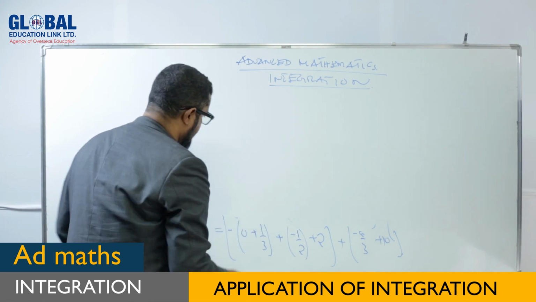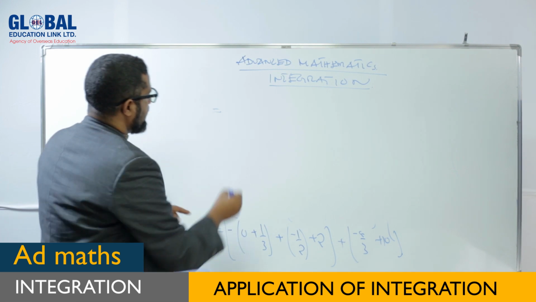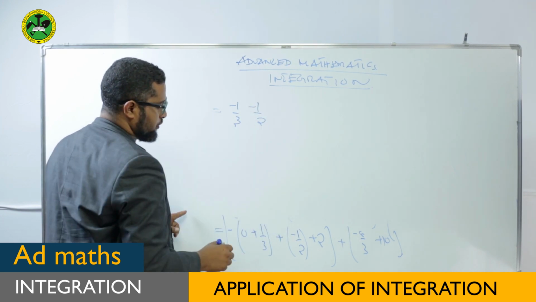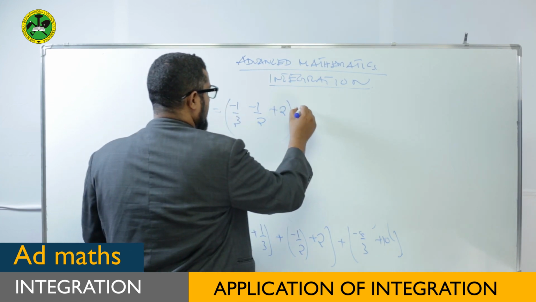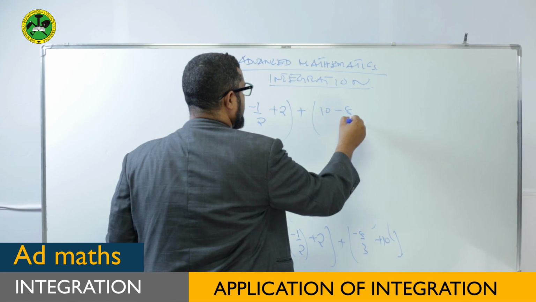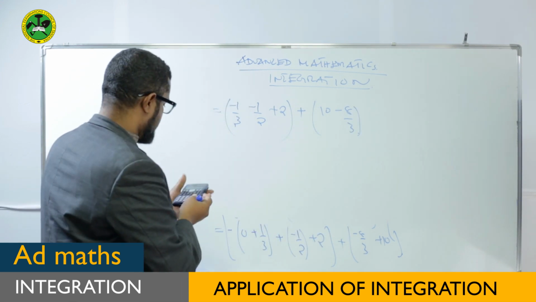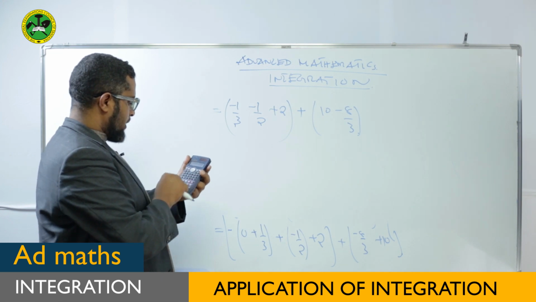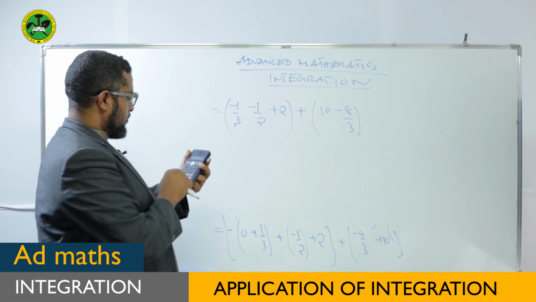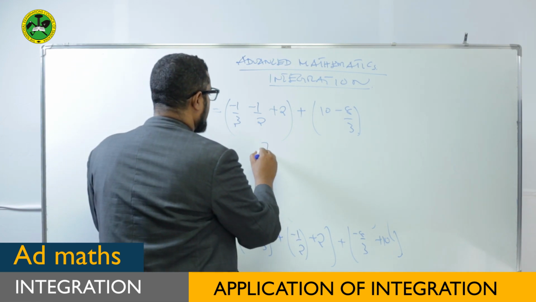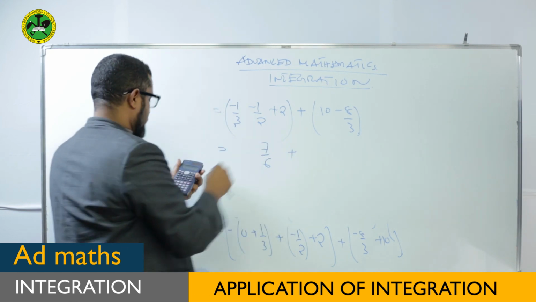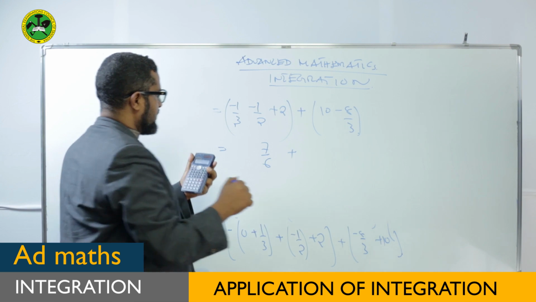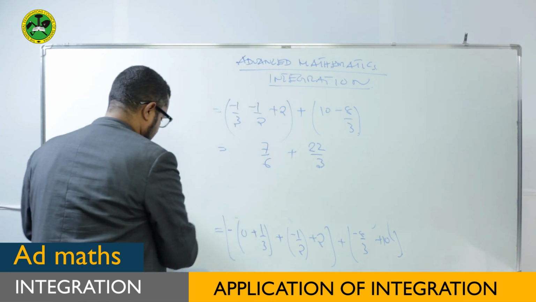Okay, we are about to finish our question. So here we'll have negative 1 over 3 because of this negative, and this one will be equal to negative 1 over 2, then plus 2. We add up with 10 minus 8 over 3. It's time now to use your calculator to simplify. So we take negative 1 over 3, minus 1 over 2, and then plus 2. We will have 7 over 6. Again, if we take that part, it's 10 minus 8 over 3. The answer here is 22 over 3.